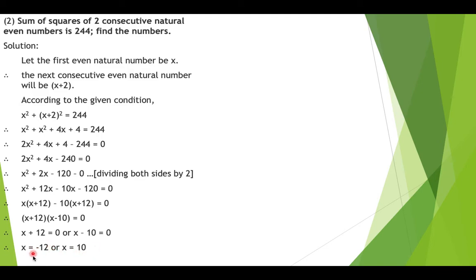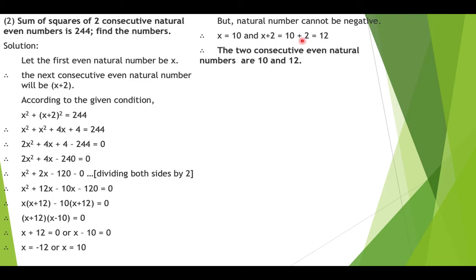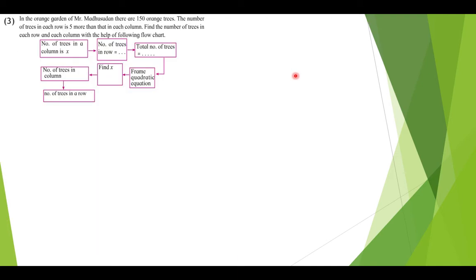Again over here, since we have put the first even natural number as x, and x is an even natural number, x cannot be negative. Therefore x is equal to 10. So we are getting the first natural number. Obviously the second natural number is x plus 2, which is equal to 10 plus 2 is equal to 12. So the two consecutive even natural numbers are 10 and 12. Let us go for the third question.